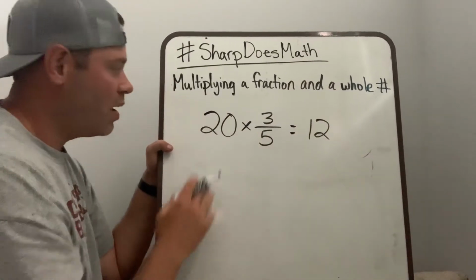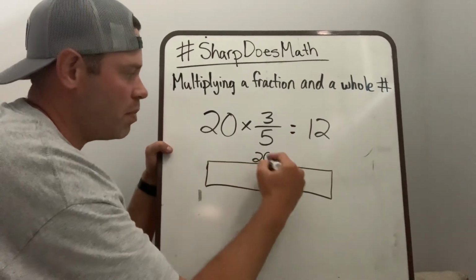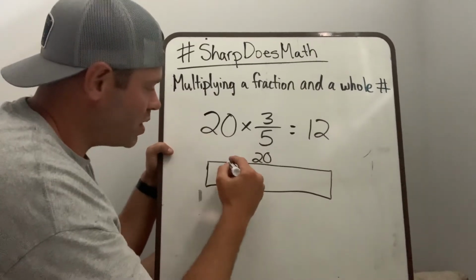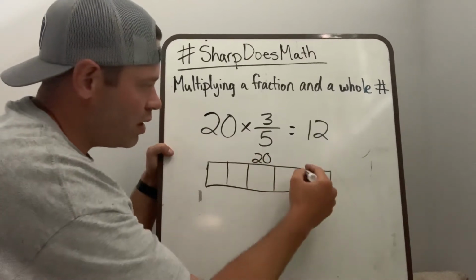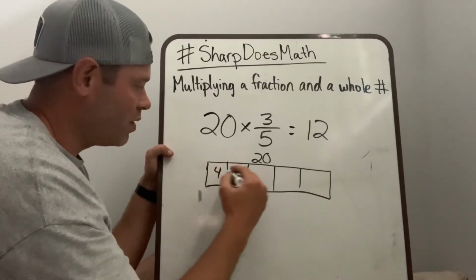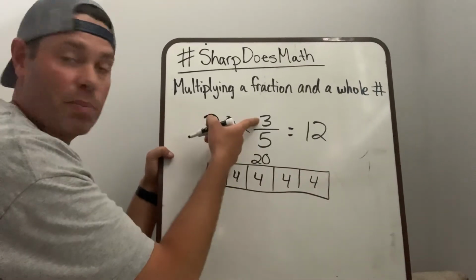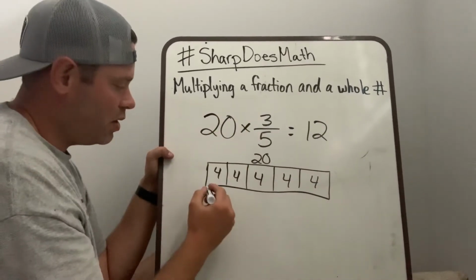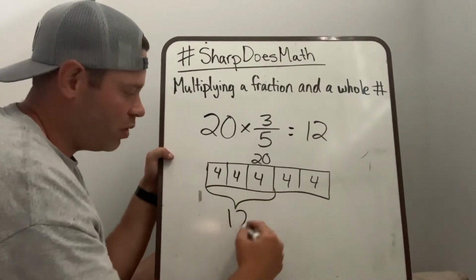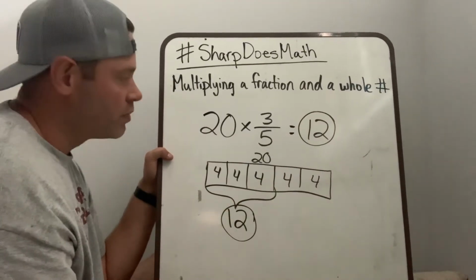The other way to do that, make a model. Here's my model. It represents my whole number 20. My denominator is 5, so I'm going to try and cut this into 5 equal parts. And we all should know that 20 divided by 5 is 4. And then look, my numerator is 3. So I'm going to look at 3 of those fifths, and 4 plus 4 plus 4 is 12. So there's my 12 again, right there.